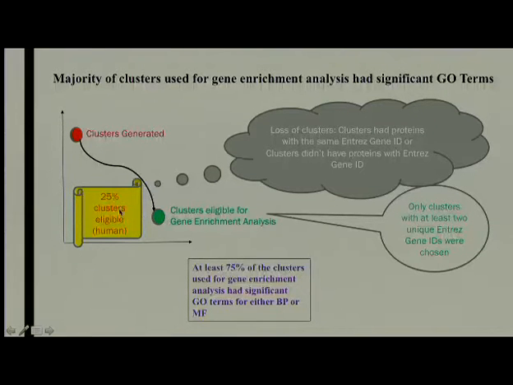So for instance, only 25% of the clusters were eligible with the human samples with either PAW or the scaffold clustering algorithm. However, what we did notice was that of those eligible clusters, at least 75% of the clusters had significant GO terms for either biological processes or molecular function ontology. So this sort of suggests that our clustering algorithms did generate clusters with biological or functional relatedness, and not just purely based on some peptide grouping.